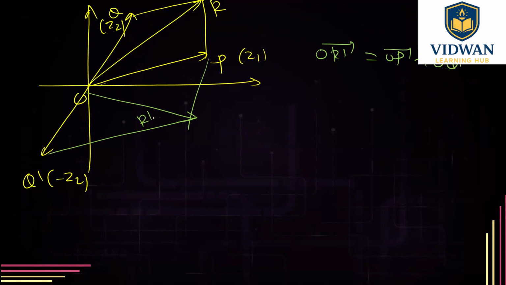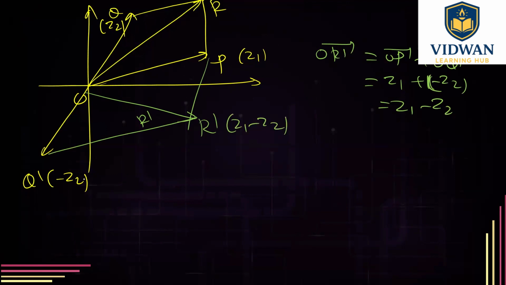What does the parallelogram law state? If you add the vectors along two adjacent sides, you'll get the vector along the diagonal through the same point. So this is Z1 plus minus Z2. So that is Z1 minus Z2. So clearly the point R dash represents the complex number Z1 minus Z2.